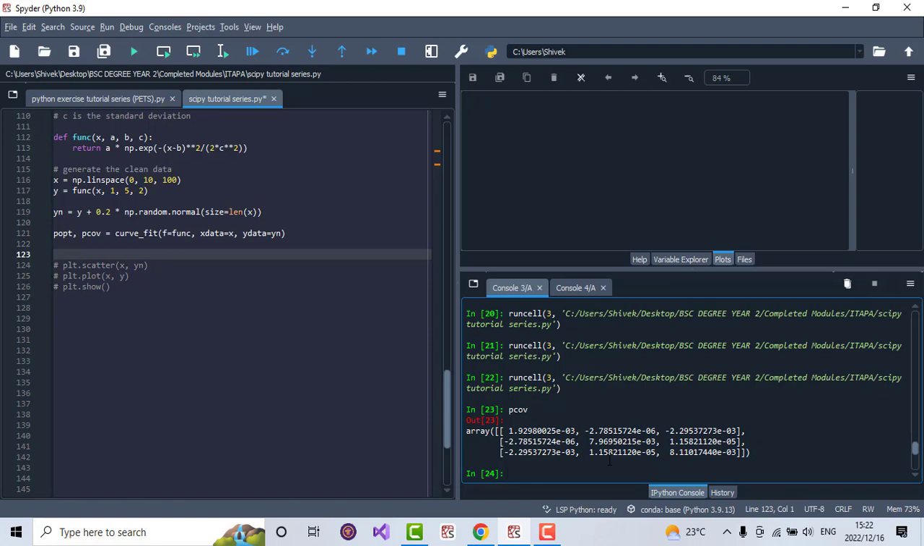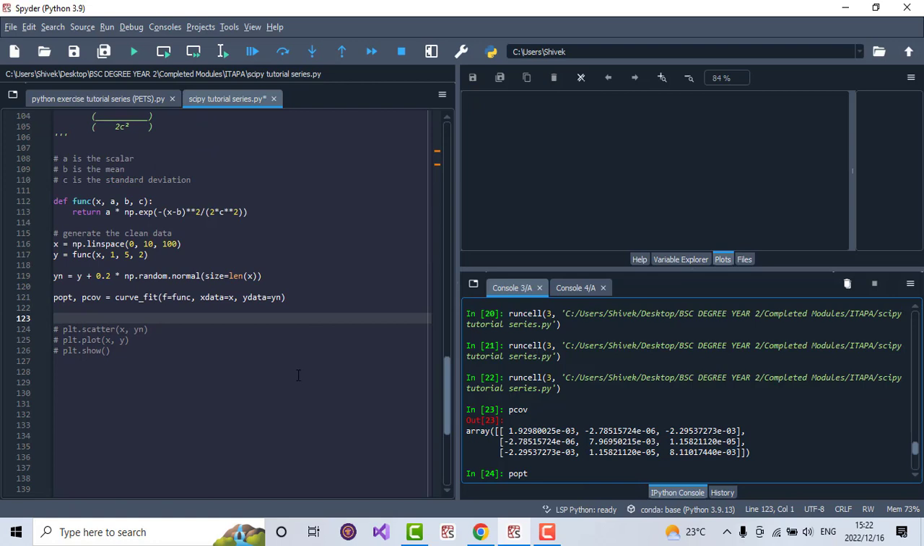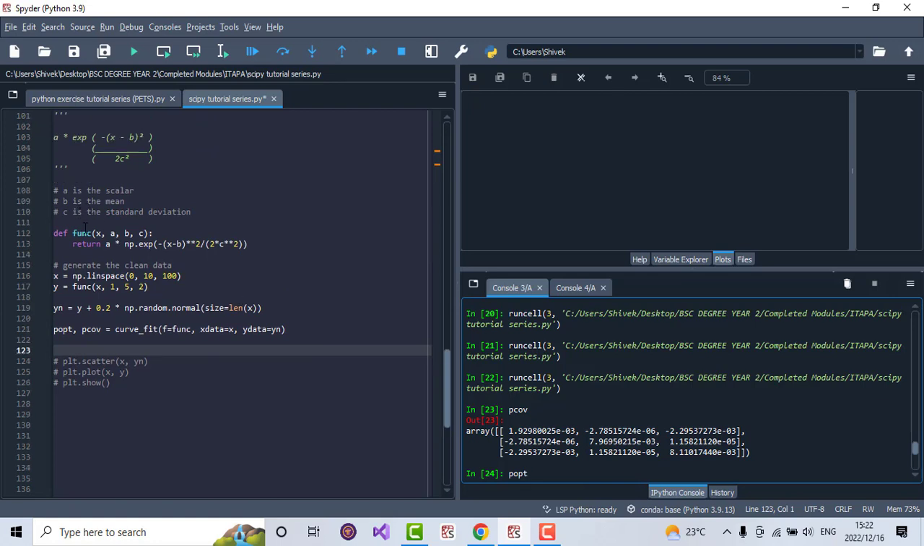In fact, I am not going to talk much about this. What I am interested in is PopT, because for now that's the most important thing we need to understand. Okay, PopT, when I press enter, it's going to give me an array, and that array will be containing three values for the three constants in the function. SciPy will tell us what it thinks the scalar should be, what the mean should be, and what the value for the standard deviation should be for that equation.